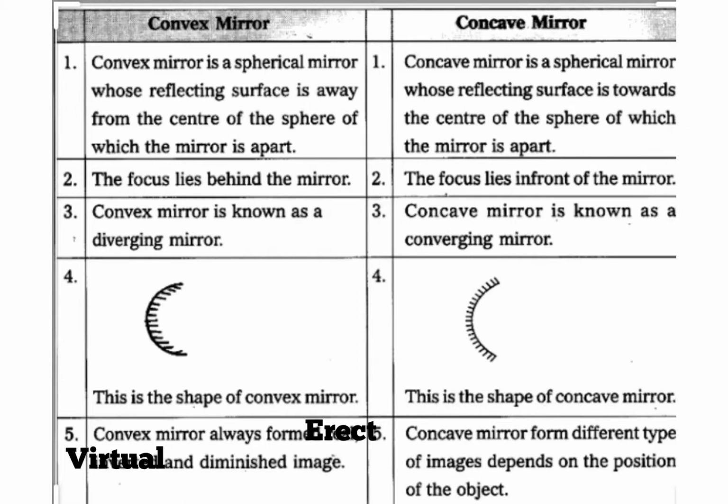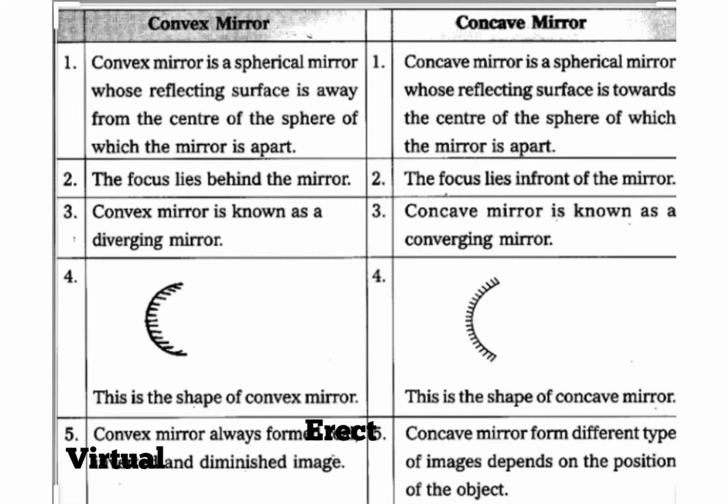Second, for convex mirror the focus lies behind the mirror; for concave mirror the focus lies in front of the mirror. Third one, convex mirror is a diverging mirror. To diverge means to go away, and you have seen that when light rays are incident on convex mirror, then after reflection the reflected rays go away from each other. They are not meeting each other. Therefore, convex mirror is a diverging mirror. Concave mirror is a converging mirror. To converge means to meet, and you know that when light rays are incident on concave mirror, then after reflection they meet each other at a point and a real image is obtained. So it is a converging mirror.